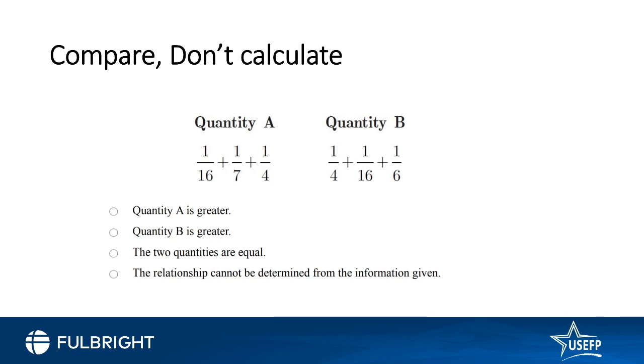The first tip is: compare, don't calculate. The second tip: whatever you do on the left hand side, do it on the right hand side. If we compare both quantities and both of them have 1/4, we can subtract 1/4 from both quantities. We can subtract 1/16 from both quantities. What we are left with is quantity A has 1/7 and quantity B has 1/6. So quantity B is greater. So tip number 1, compare, don't calculate, and whatever you do on the left hand side, do it on the right hand side.